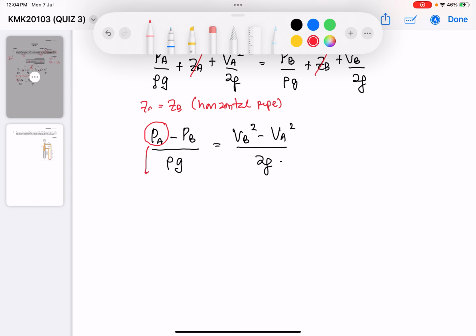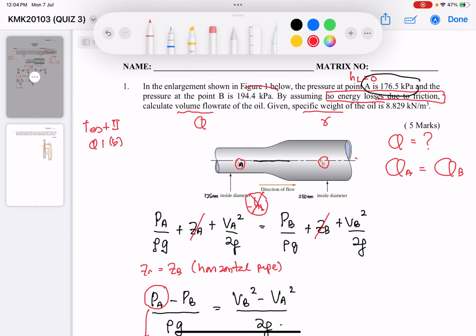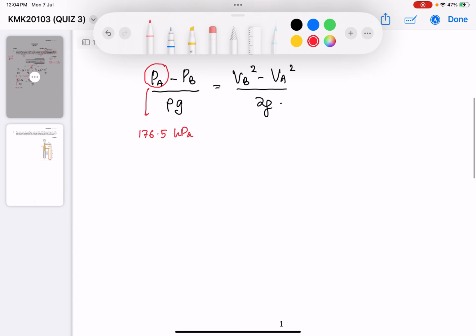This one is given, which is 176.5 kilopascal. And then, what else? The pressure at point B is 194.4. So the PB over here is 194.4 kilopascal. Minus, how about rho and G? From chapter 1, I know that rho is actually the density.